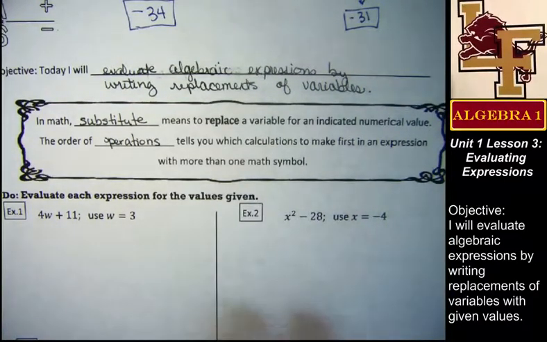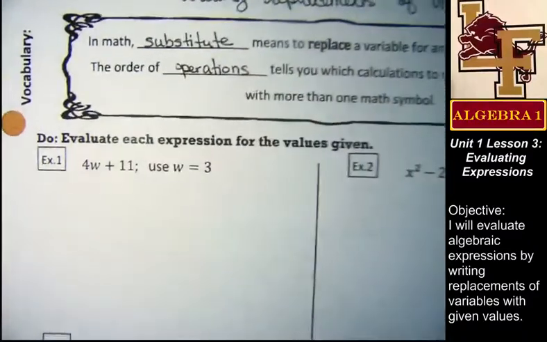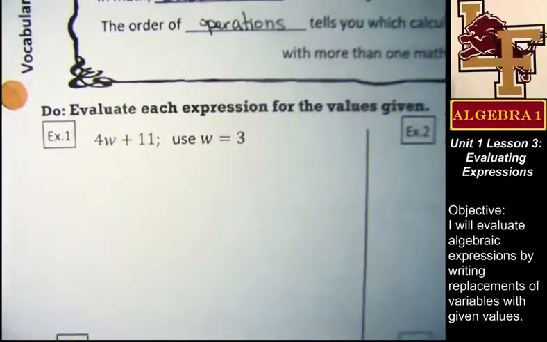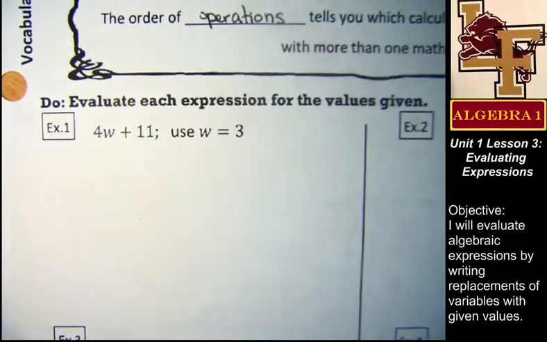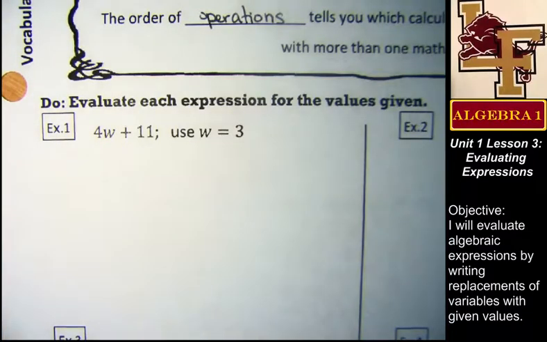Let's go ahead and look at the next 4 examples of how we evaluate. We're going to start with example number 1. So here's our expression, 4w plus 11. What does that expression mean? What am I doing between the 4 and the w? Multiplying. So I'm doing 4 times w, and then I'm adding 11.